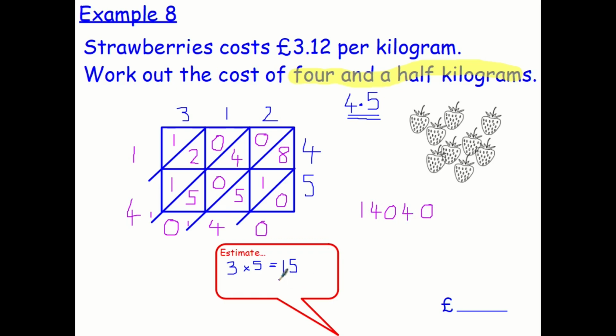My estimate was 15. What number can I get near 15 there? 14.04. And because it's money, I'm going to write it properly as money, and I can ignore this 0 here. So it's £14 and 4 pence.